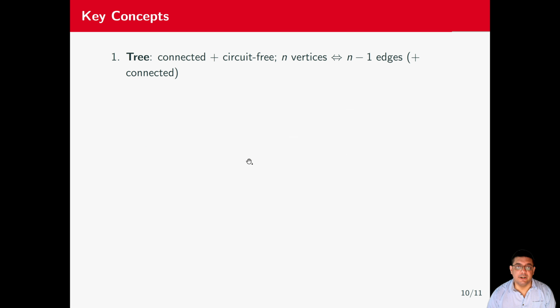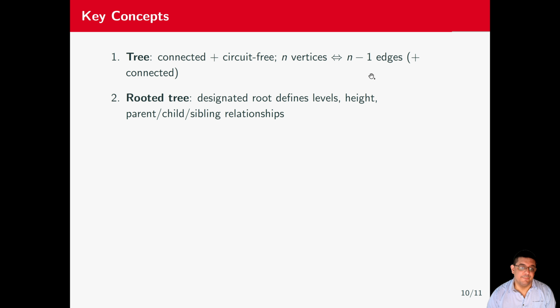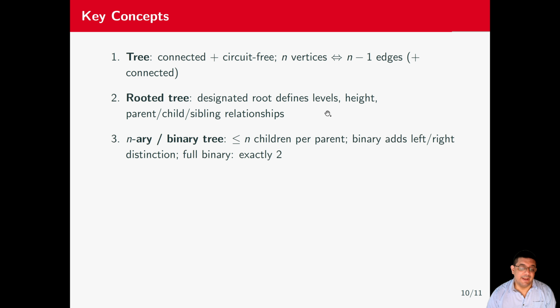Okay, so in summary, we learned a concept that is going to be very used in computation, the concept of a tree, with the notion of being connected and circuit-free. And if we have n vertices, it needs to have n minus 1 edges. The rooted tree is designated for levels and height, and we're analyzing parent-child and sibling relationships. We have the m-ary and binary trees, which are pretty much dependent on how many children per parent the tree is going to have. Binary is just going to add left and right distinction.